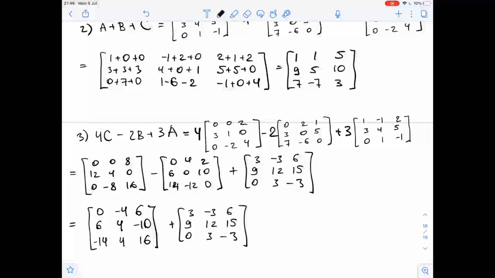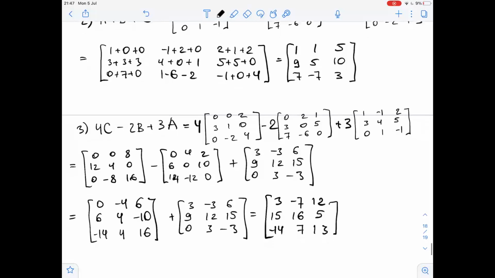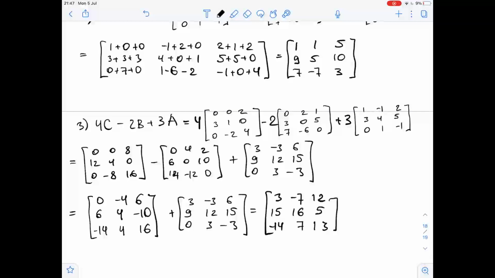Now we need to add these two matrices, and we got 0 plus 3 is 3, negative 4 minus 3 is negative 7, 6 plus 6 is 12, 6 plus 9 is 15, 4 plus 12 is 16, negative 10 plus 15 is 5, negative 14 plus 0 is negative 14, 4 plus 3 is 7, and 16 minus 3 is 13. So this is the result matrix for the third expression.